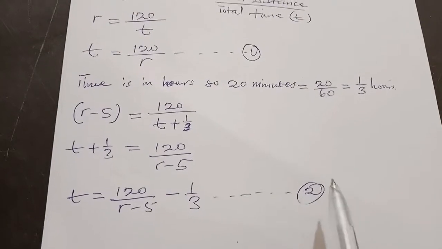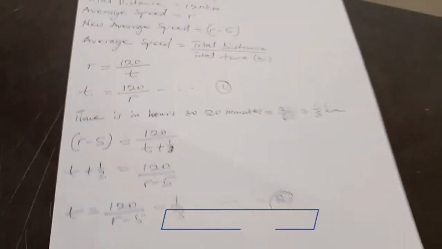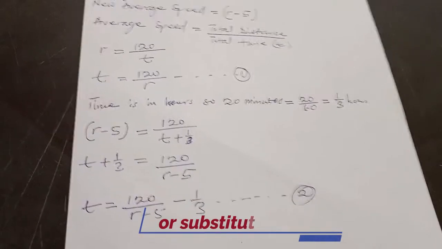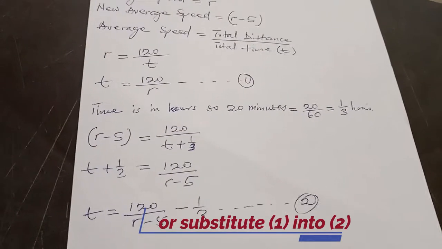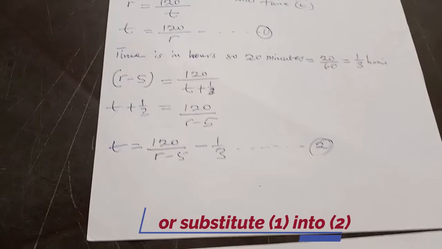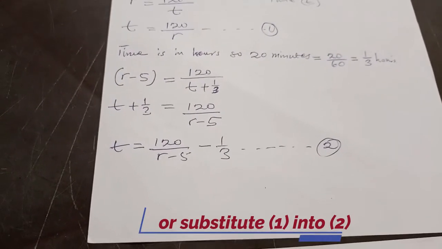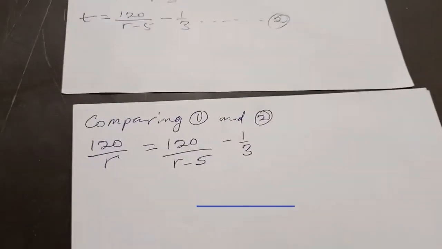So that is just what we are going to do. We are going to compare equation 1 and equation 2. Comparing equation 1 and equation 2, we will see that 120 over r will be equal to 120 over r minus 5 minus 1/3, because both of them are t.